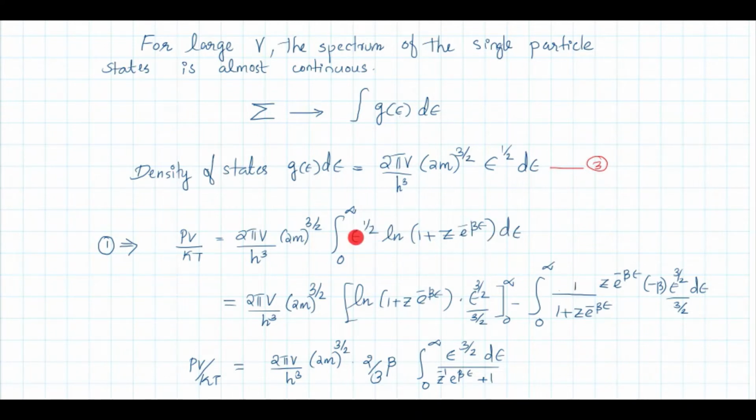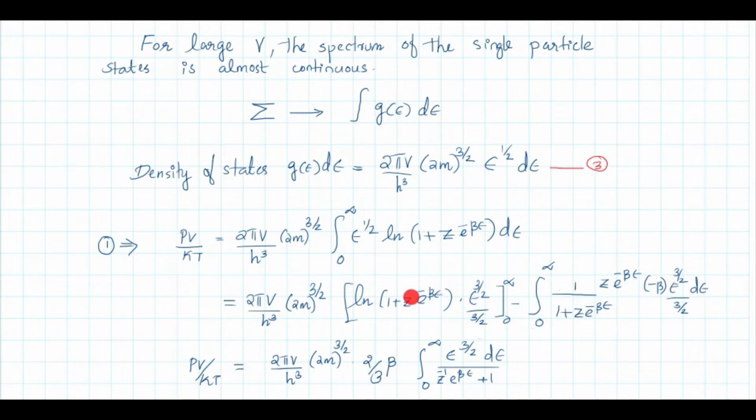Do an integration by parts here by taking the log function as the first function, then epsilon raised to half, whose integral is epsilon raised to 3 by 2 by 3 by 2, from 0 to infinity, minus integral of the derivative of the first. The logarithm derivative is 1 by that function, 1 by 1 plus z e raised to minus beta E, but the derivative is with respect to E. So you have to take function of a function. So the derivative of this quantity is z e raised to minus beta E into minus beta. Then the integral of this first function, second function, E raised to 3 by 2 by 3 by 2 dE.